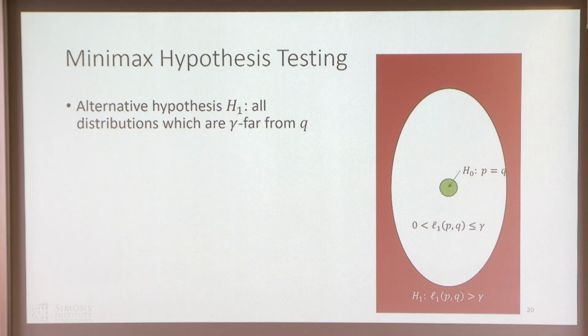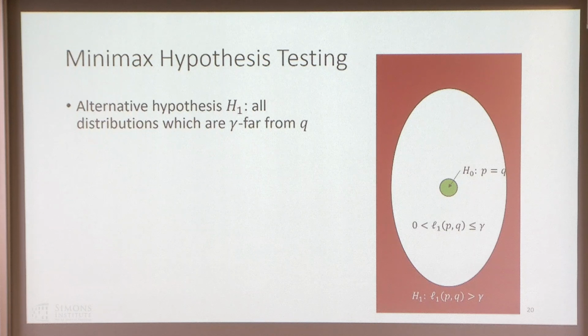So let me parse what this picture looks like for you. You can see we have the central case here where P is equal to Q. This is the null hypothesis. And then out here, we're going to have the alternate hypothesis where the L1 distance between P and Q is at least gamma. The idea is that we're given the promise that we fall into one of these two cases, and that anywhere in the middle, we don't have to have the accuracy guarantees, as I discussed at the beginning of this talk.